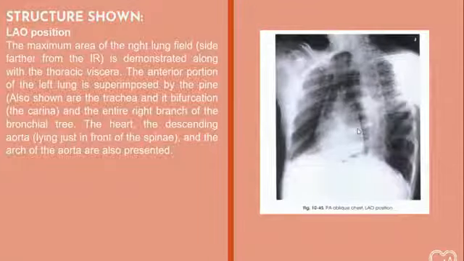Then the structure shown for low position, the maximum area of the right lung field, which is the side farther from the IR, is demonstrated along the thoracic viscera. The anterior portion of the left lung is superimposed by the spine, also shown are the trachea and its bifurcation, which is the carina, and the entire right branch of the bronchial tree. The heart and the ascending aorta lying in front of the spine and the arc of the aorta are also presented. So here, figure 10-45, it is a PA oblique chest in LAO position.